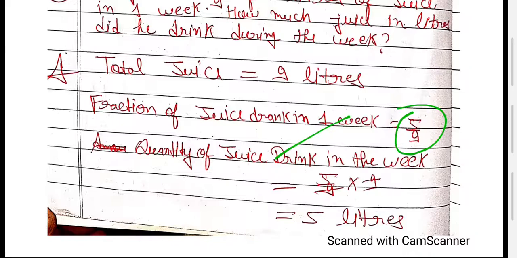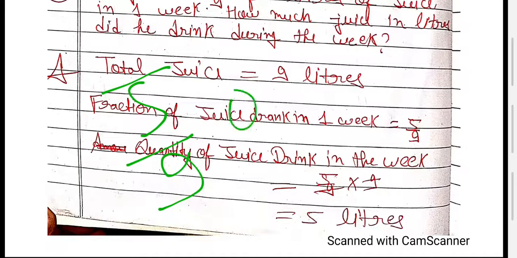5 upon 9 of the total. Then 5 upon 9 of means multiply, and the total is 9. What is it telling? He drank 5 upon 9 of the total. The total is 9. Of is converted to multiply, then 9 ones are 9, 9 ones are 9, and simply you get 5 liters.